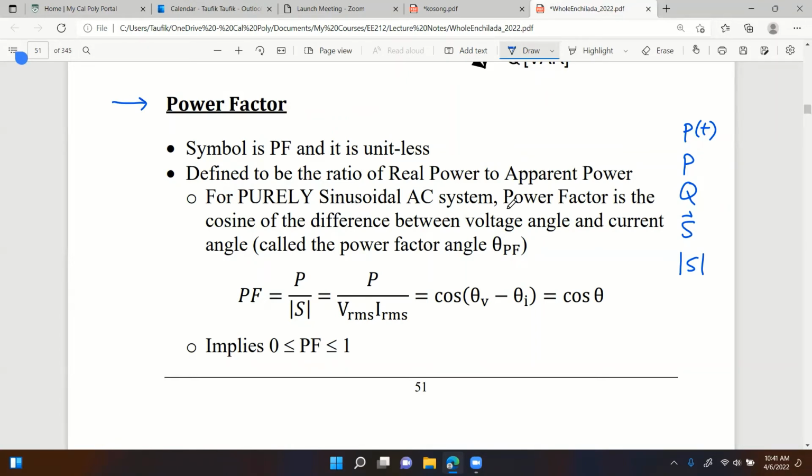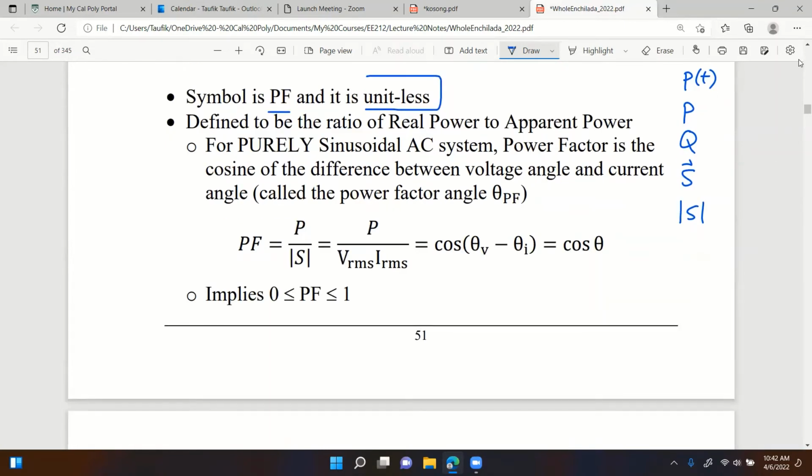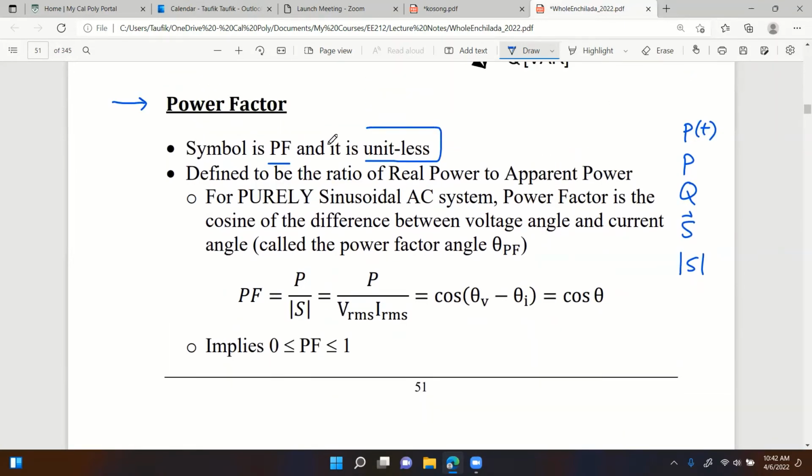This identifies whether or not you have a good AC system. One way to determine whether or not you have a good AC power system is by looking at the power factor of the AC system. The symbol for power factor is PF, and it is unitless, no units. How is it defined? Power factor is defined to be the ratio of average power to apparent power, right here.